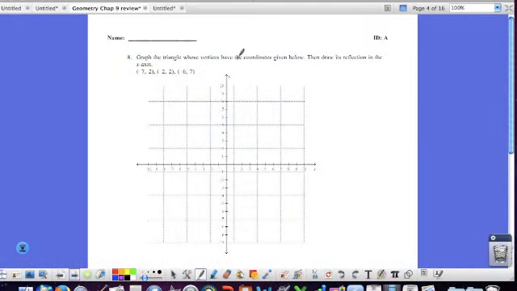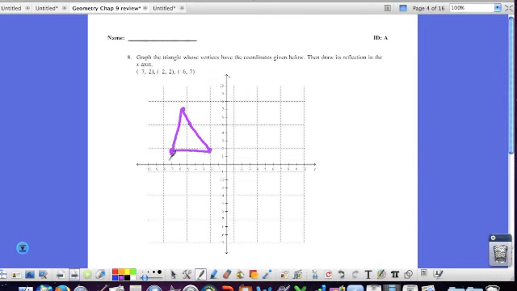Graph the triangle whose vertices have the coordinates given below, then draw its reflection in the x-axis. So -7, 2. -2, 2. And -6, 7. They want me to reflect this in the x-axis. I think this is actually just like the problem you had on your quiz.